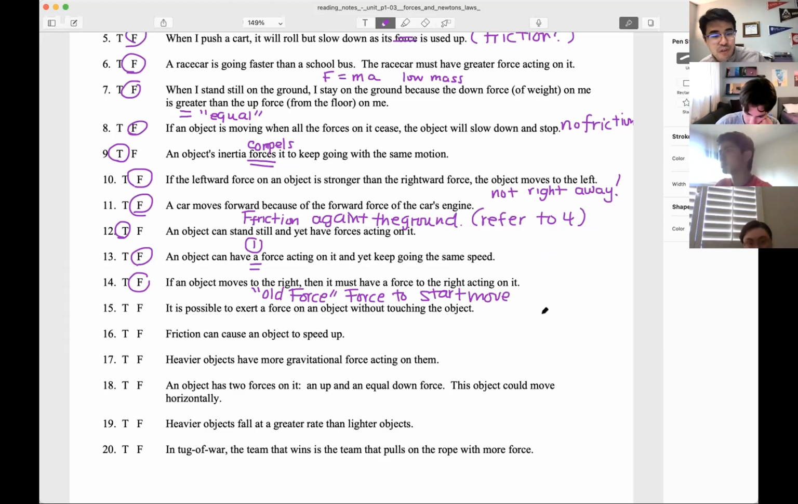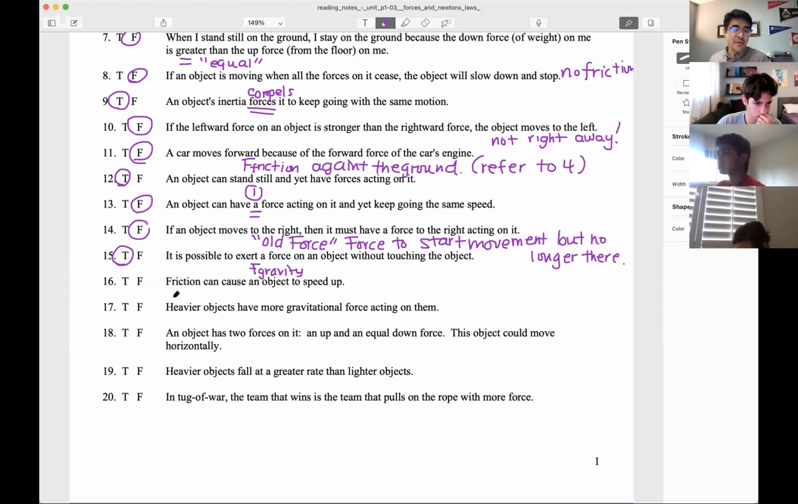What about number 15? It's possible to exert a force on an object without touching the object. True. Sounds true. Any examples you can think of? Gravity. Normal force, no, it has to touch. And then there's silly ones, like using a fan, or magnets. If you ever take electricity and magnetism, magnets can move something without touching it. But gravity is the easiest example.